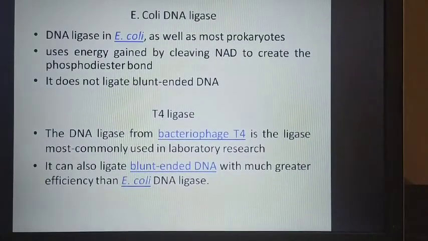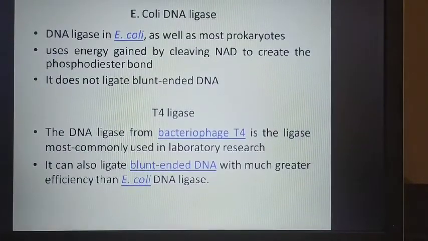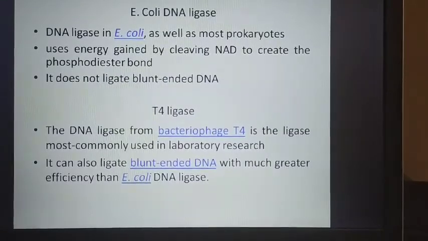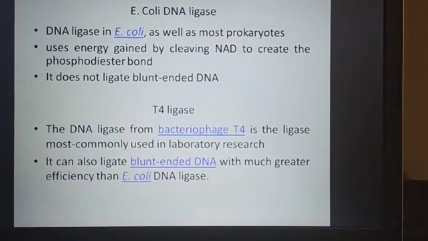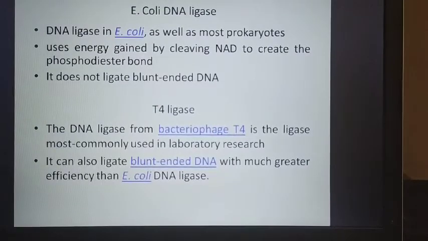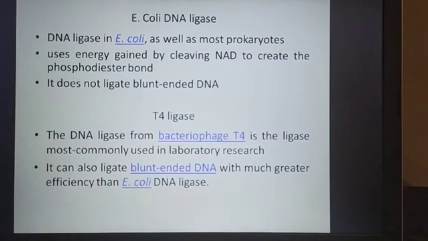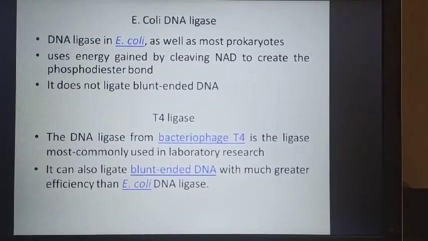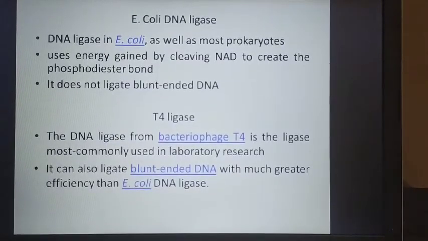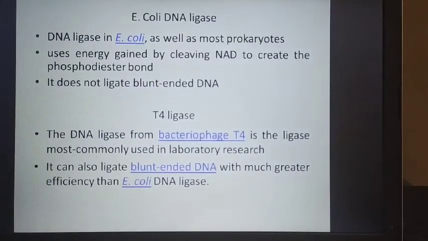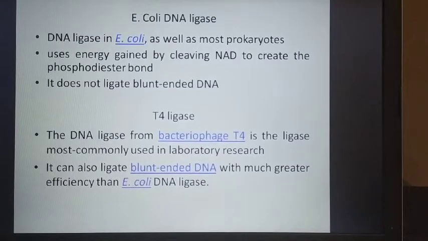Now for recombinant DNA technology, we are using two types of ligases, the E. coli DNA ligase as well as the T4 ligase. E. coli DNA ligase is obtained from E. coli, as well as many other prokaryotes that contain this. You can isolate this enzyme from many other prokaryotes, but usually it is isolated from E. coli. And in E. coli DNA ligase, the cofactor is NAD. But there is one drawback: it cannot ligate blunt-ended DNA. It can only ligate sticky-ended DNA molecules.